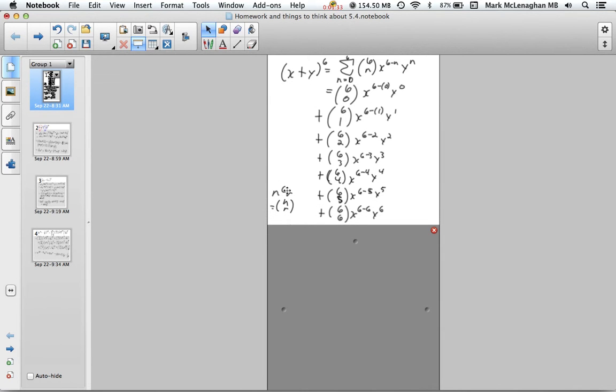Okay, so just remember that this is the same as that, it's just a different way of writing the same notation. So nCr is the same as n over r, or n choose r.